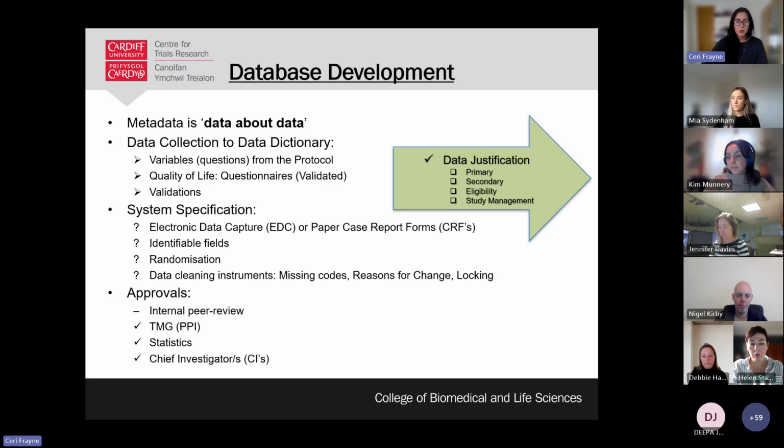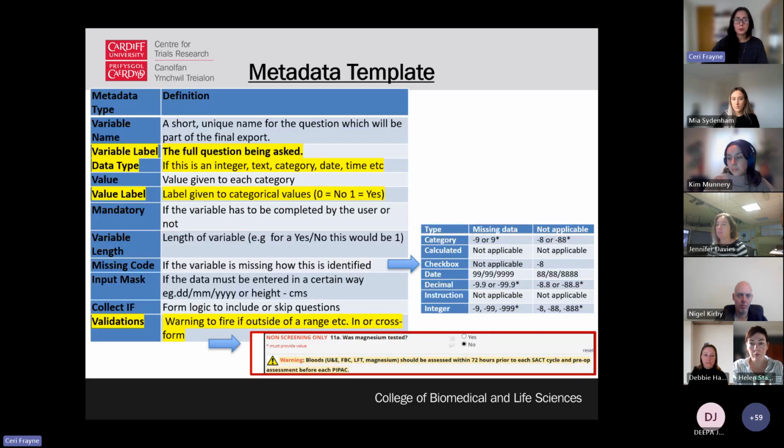So the CTR data manager is usually the author of the metadata, but we work closely with database developers, trial manager, statistician, chief investigators, and PPI. An internal peer review of metadata is required before seeking final sign-off. So as part of the approvals process, particular emphasis is placed on the variable label, data type, and value label, ensuring PPI review, especially for patient-facing forms such as questionnaires.